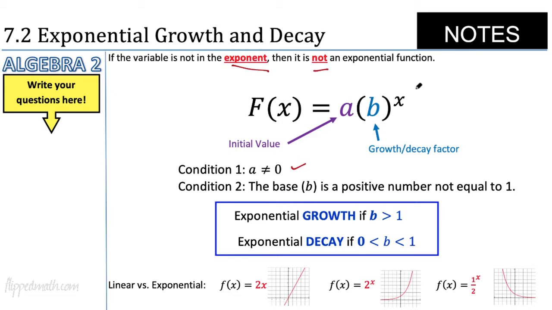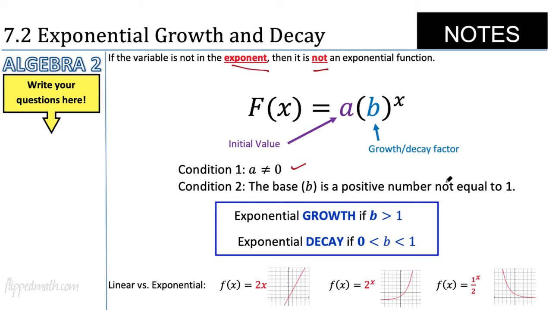So as x increases, you can see that we're going to multiply by b. If x equals 1, we have a times b. If x equals 2, we're going to have a times b times b, which is a times b squared. If x equals 3, it's a times b times b times b. So you can see that you're just multiplying by b each time. And that's why it's called the growth factor, or if it's getting smaller, we call it a decay factor.